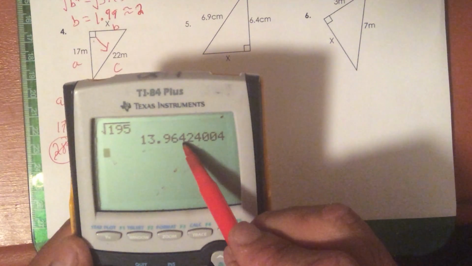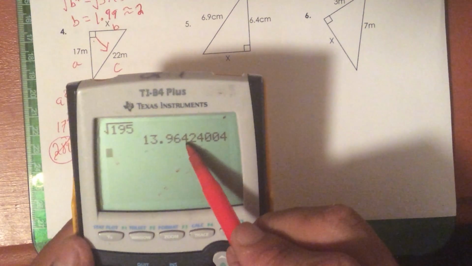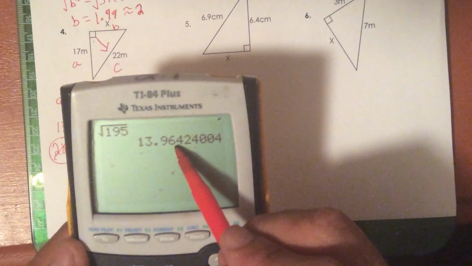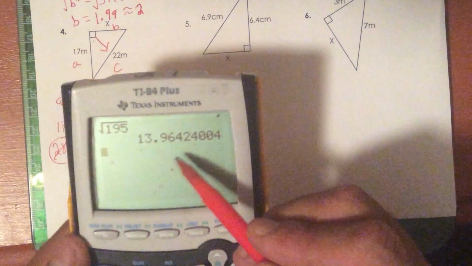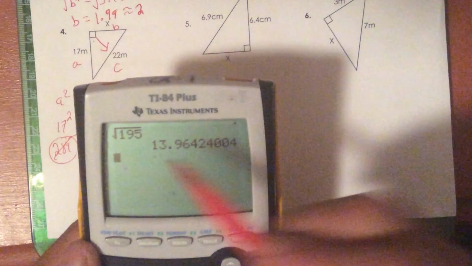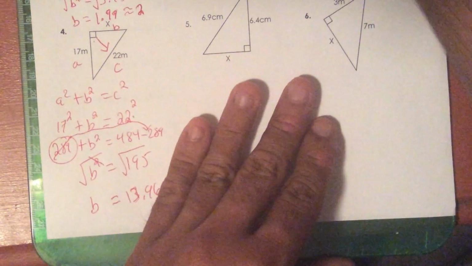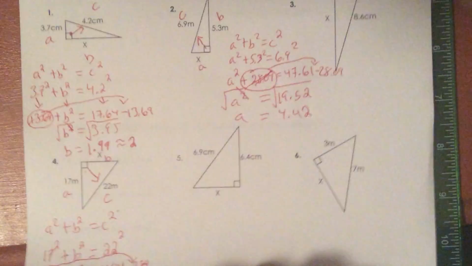Now, if this 4 was a 5, a 6, a 7, an 8, or a 9, then it would have had the power to change the 6 to a 7, but it doesn't, okay? So it just stays as 13.96. Okay, let's go ahead and flip to the other side.